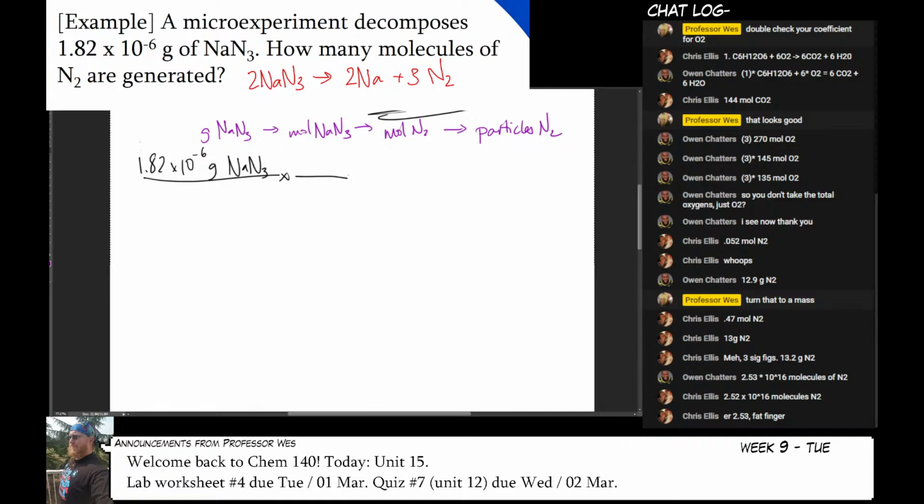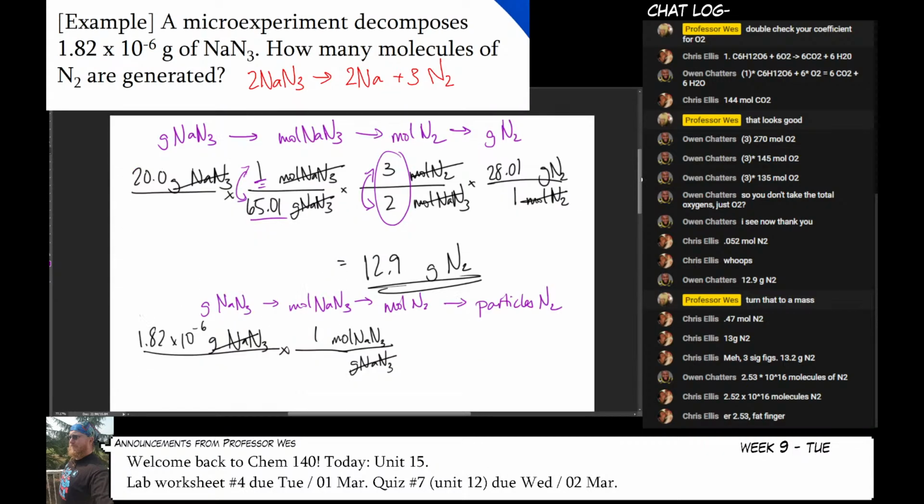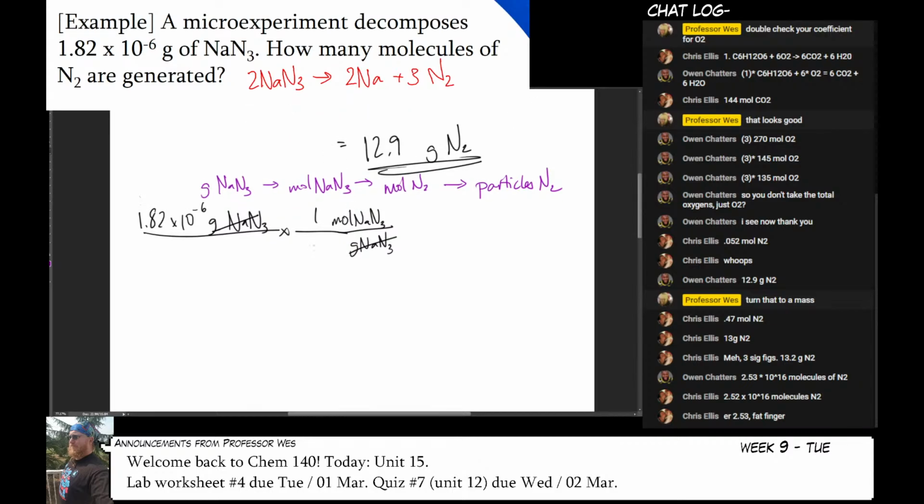So most of this is actually going to be the same as it was in the previous problem. So we'll cancel those out. Although what I don't like is where I wrote this. So we'll just put it over there. And in a mole of sodium azide, well, we already did this before. It's 65.01 grams, so there we go.